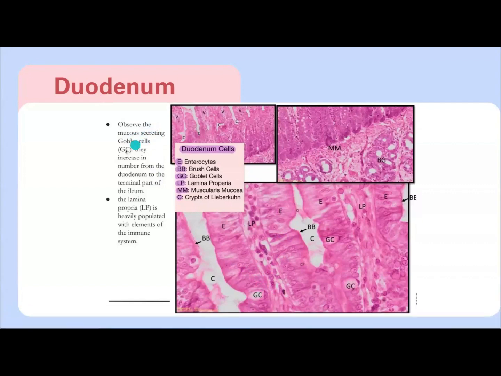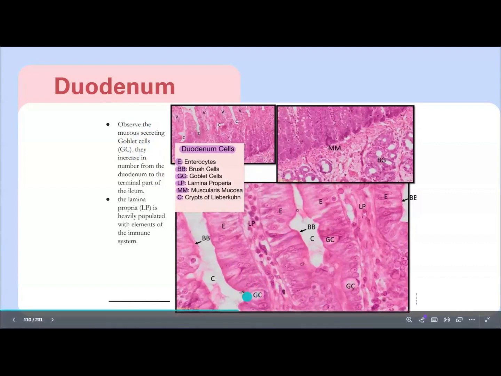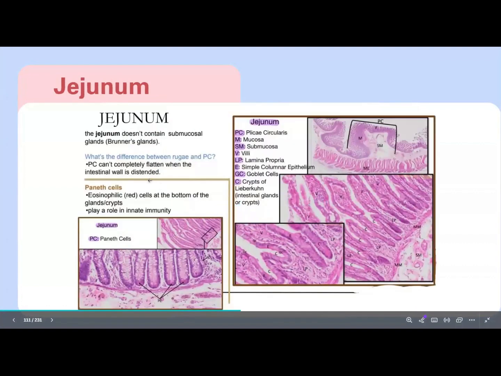What is the goblet cell? It secretes mucus, and in the duodenum they are closer to the surface. So appreciate how they are really close to the surface, and that's it for the duodenum. Let's move on to the jejunum.